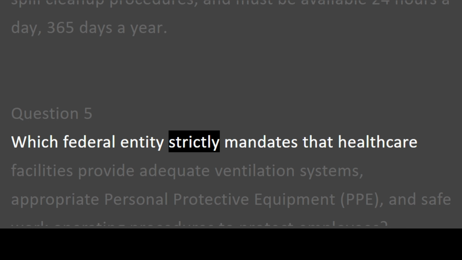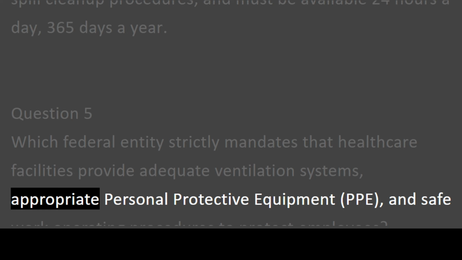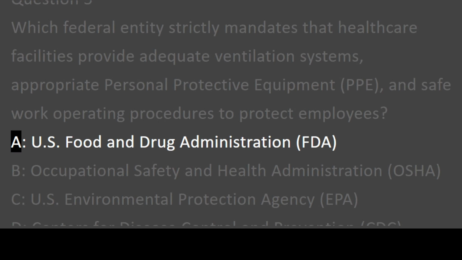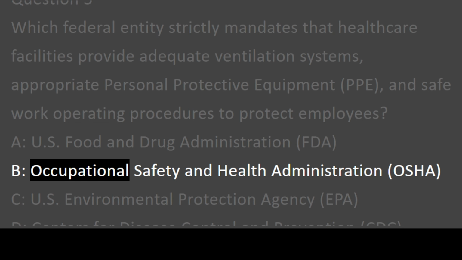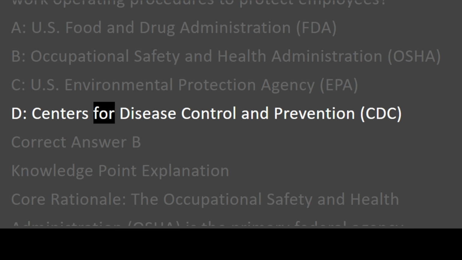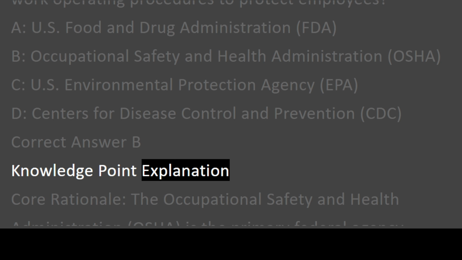Question 5. Which federal entity strictly mandates that healthcare facilities provide adequate ventilation systems, appropriate personal protective equipment, PPE, and safe work operating procedures to protect employees? A. U.S. Food and Drug Administration, FDA. B. Occupational Safety and Health Administration, OSHA. C. U.S. Environmental Protection Agency, EPA. D. Centers for Disease Control and Prevention, CDC. Correct answer B.